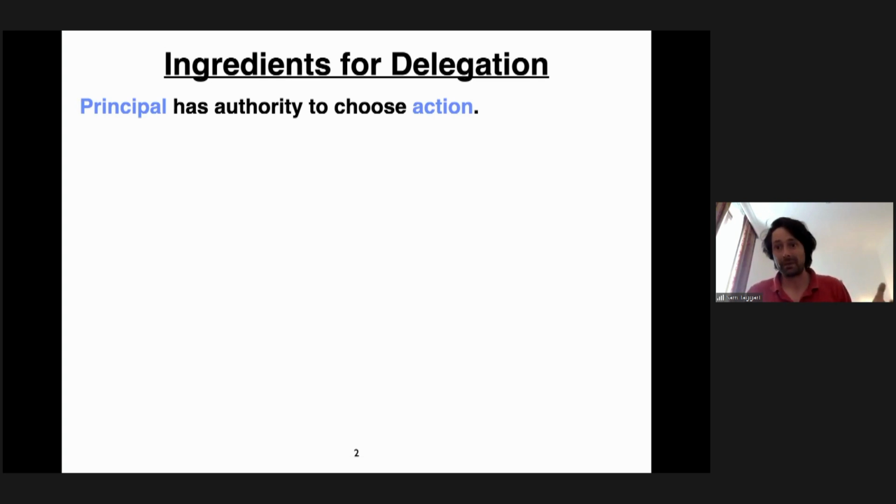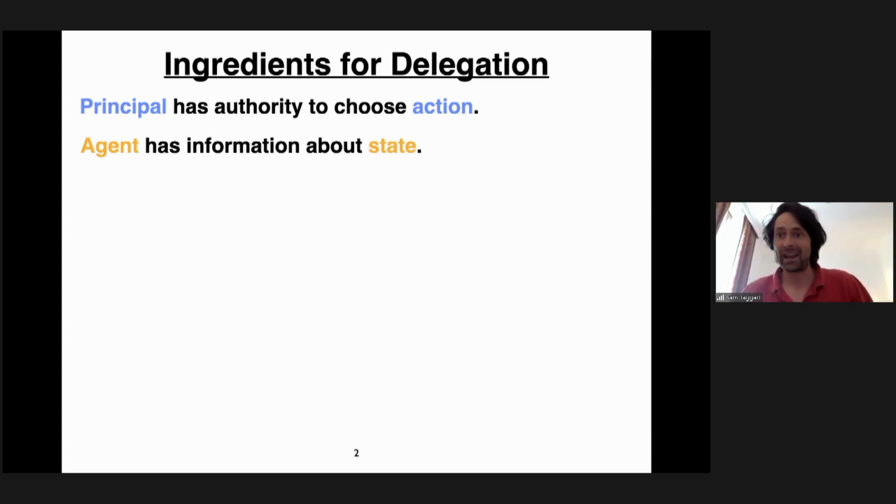So I'm going to build from the basic ingredients. This is a principal agent problem. We have a principal who has some action that they need to take, and they need to pick which action to take. But the choice of which action is correct is going to depend on some state of the world, which the principal can't observe, but there's some agent who can observe this state of the world.